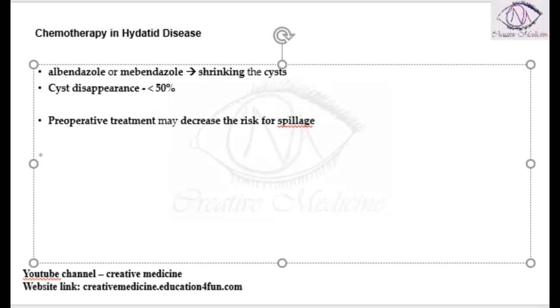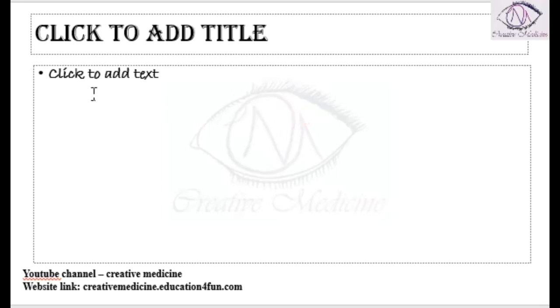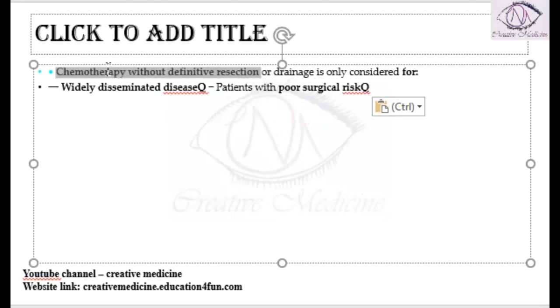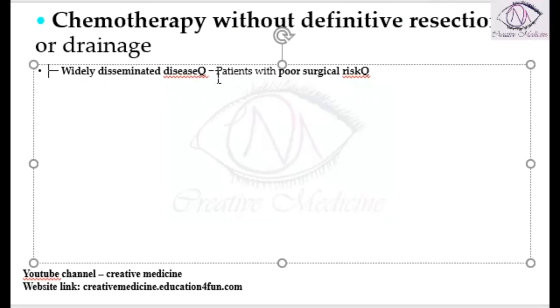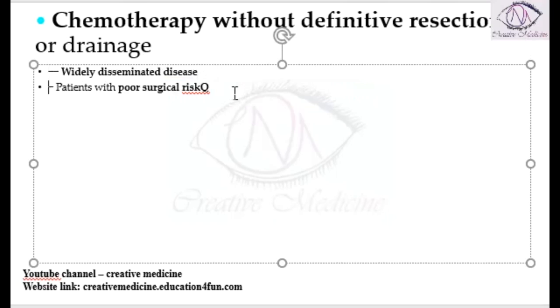Then in certain conditions, we can do only chemotherapy without any resection or drainage. This is mainly done for widely disseminated disease where we cannot do a surgery, or even if surgery is done, it won't be that useful, or for patients who are poor surgical risk, that is elderly patients or those who cannot undergo surgery. In them we can do chemotherapy without definitive resection or drainage technique.